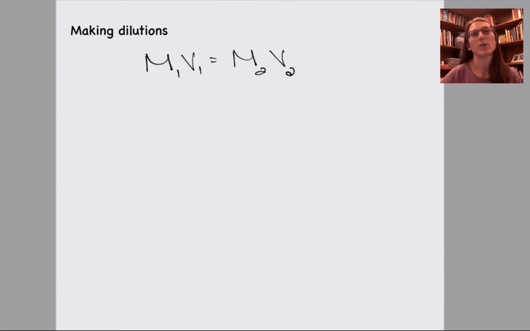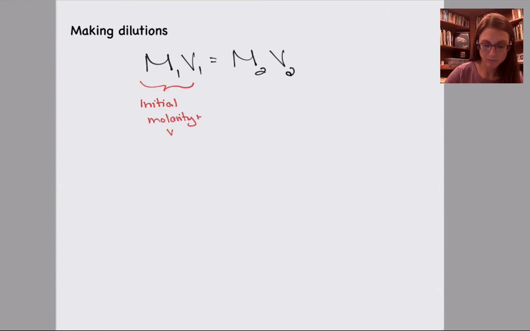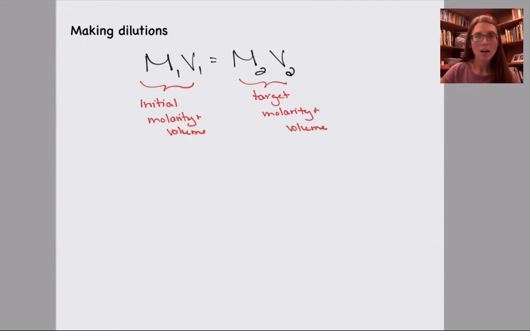Making dilutions is something we haven't done as much up to this point, but the key equation for making a dilution is this one, M1V1 equals M2V2. Okay, so M1V1 is going to be your initial molarity and your initial volume. And then M2V2 is your final or target molarity and volume. A couple of things to note with this equation.